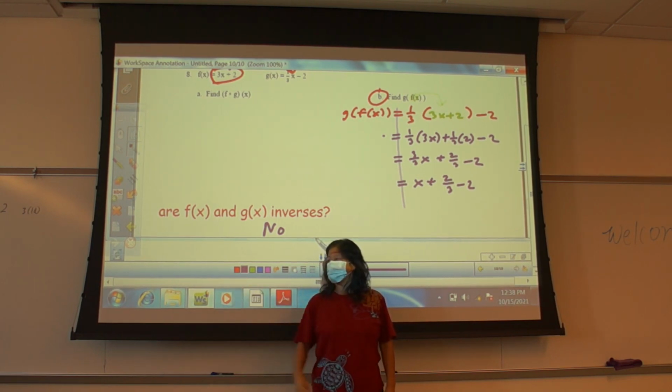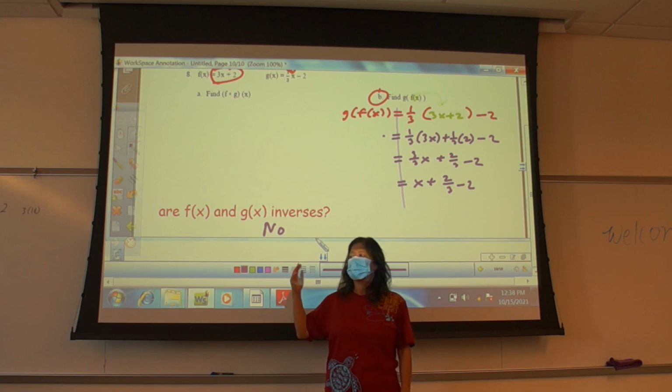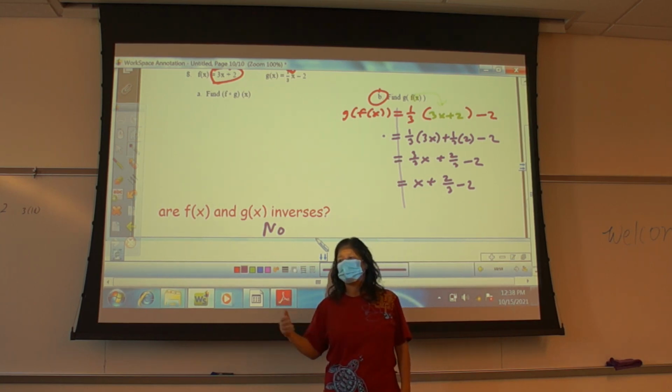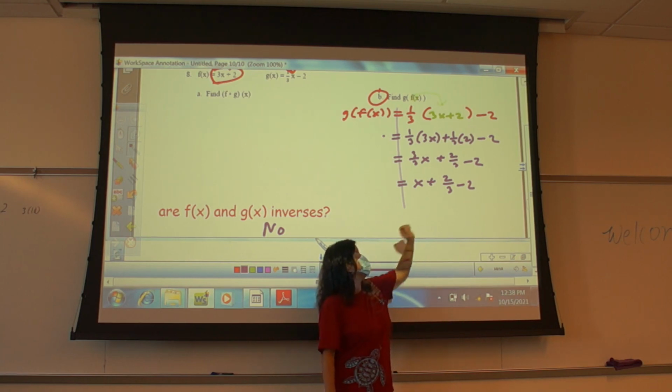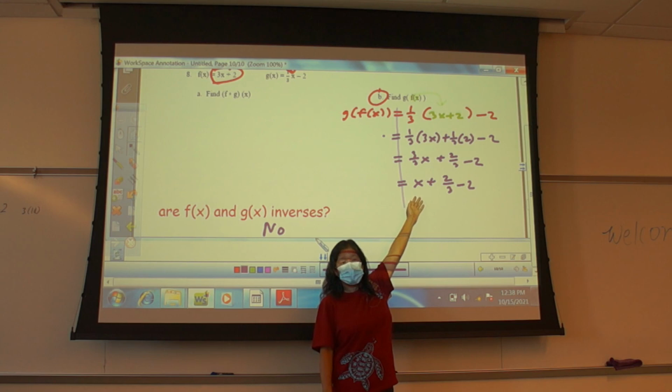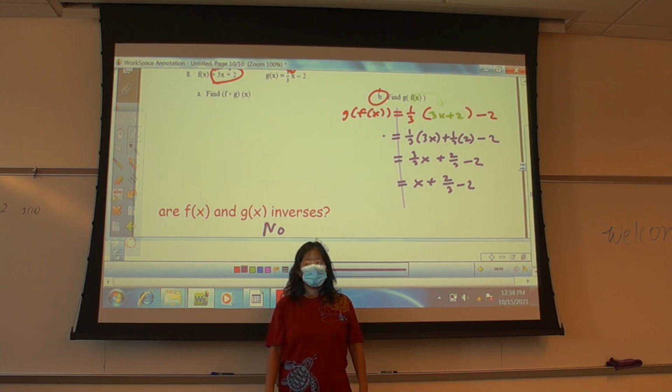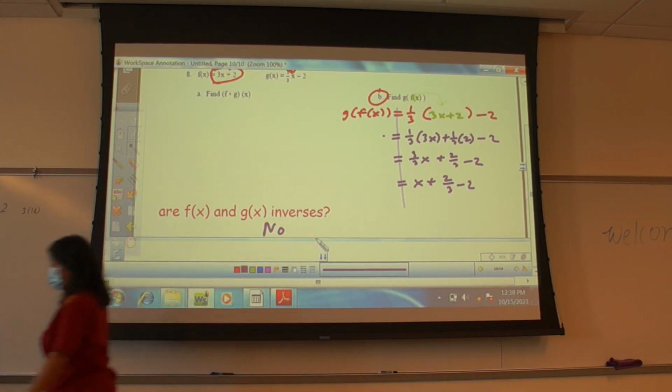You do all the work and it's just x. That's all you get, and it has to be on both of them. They both end up being x. Sometimes there's something weird where if you have a square or a square root, it might do something strange. But if you get x, that means if they're both x, they're inverses of each other. Okay, I got it. Good?